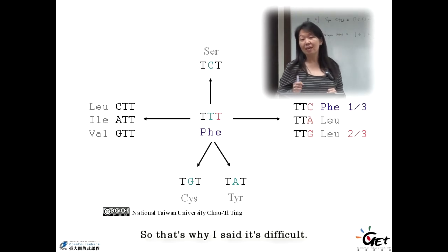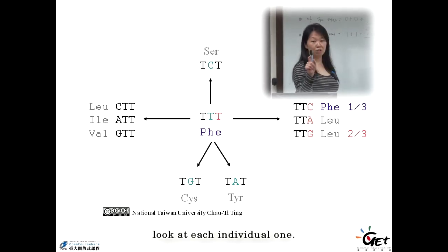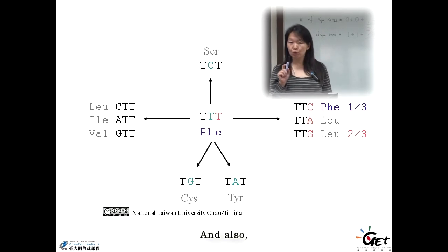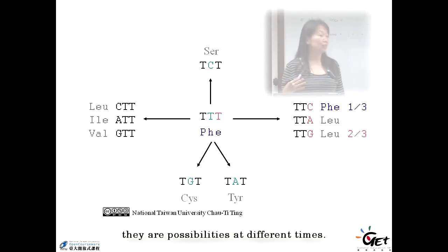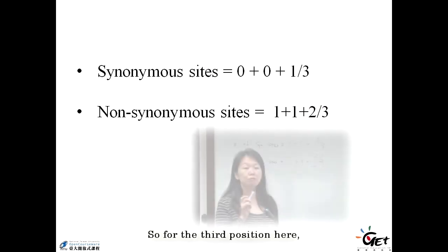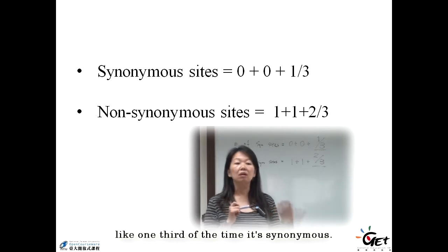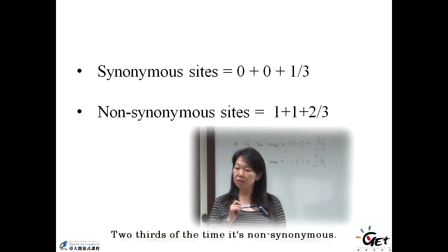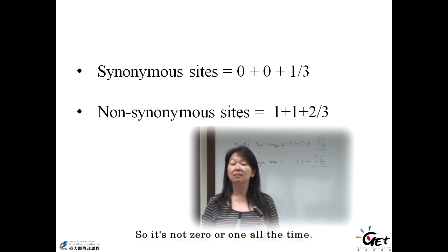Okay, so that's why I say it's difficult. It's time consuming because you have to look at each individual one. And also, there are possibilities at a different time. So for the third position here, like 1/3 of the time, it's synonymous, 2/3 of the time, it's non-synonymous. So it's not 0 or 1 all the time.